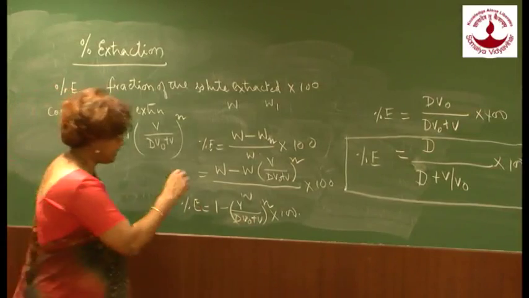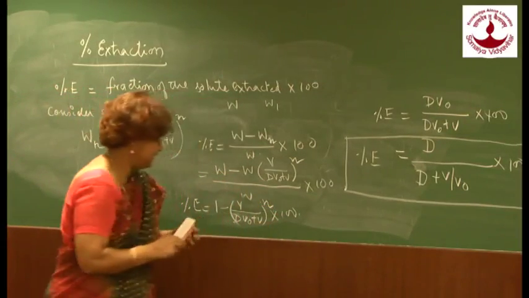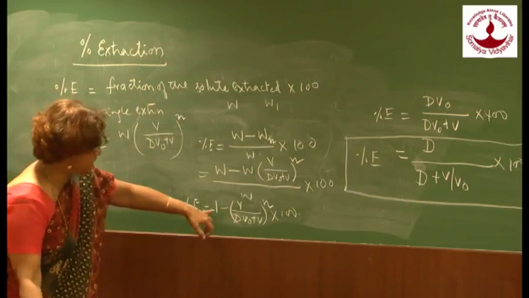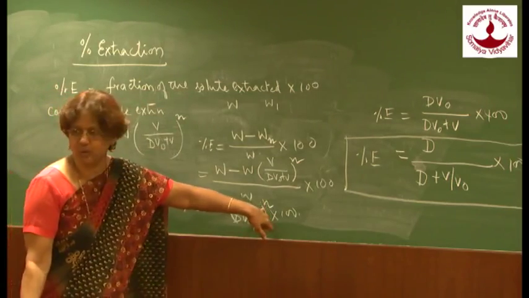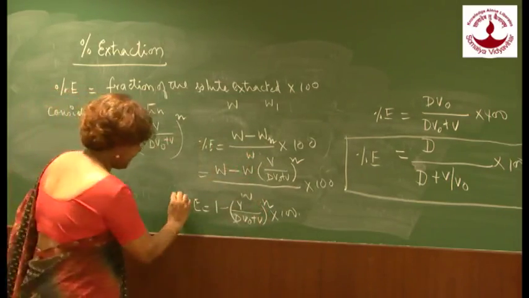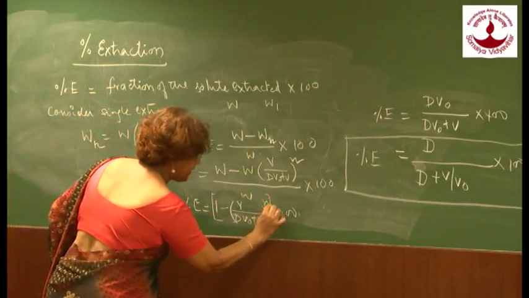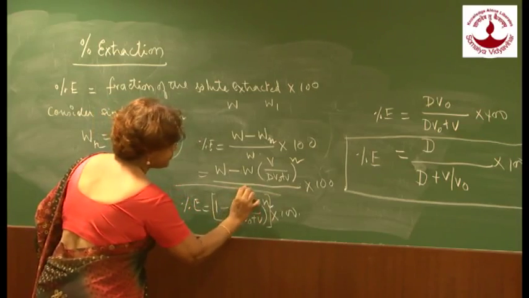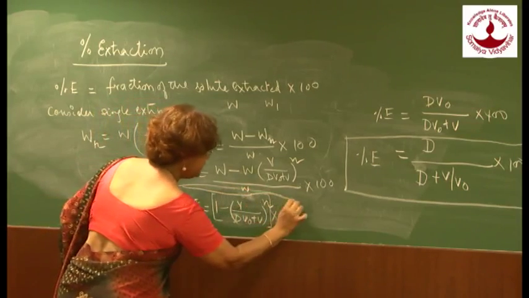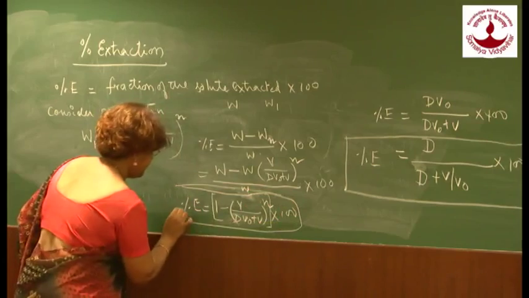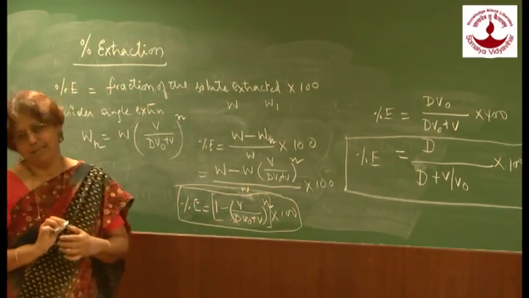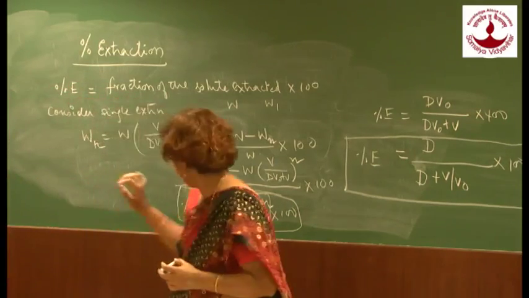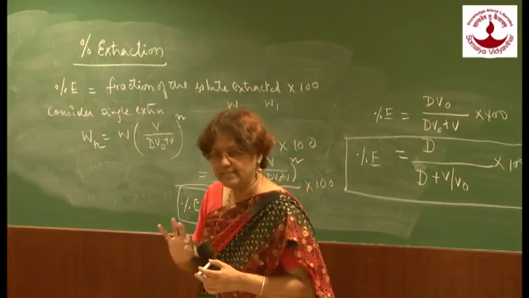So finally, what is the formula for percentage extraction? This is the formula: 1 minus V upon dVO plus V raised to N, multiplied by 100. We can put it in a square bracket. So this is the formula to be used for the multiple extraction system when we want to find out the percentage extraction.